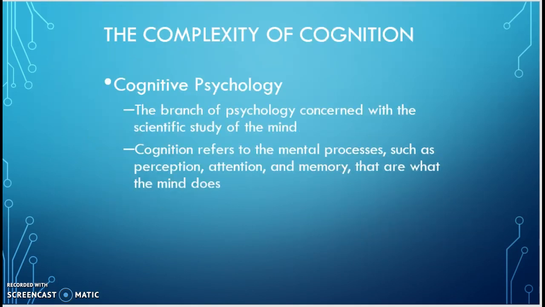For cognitive psychology, we study how the brain is related to behavior. So how we study the mind is what we will cover in the next few sections here. Cognition itself refers to the mental processes that are happening, including perception, attention, memory, and other things that we'll be discussing like judgment and problem solving throughout the semester.